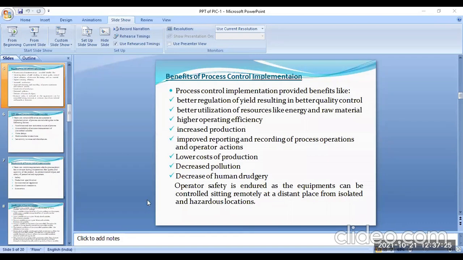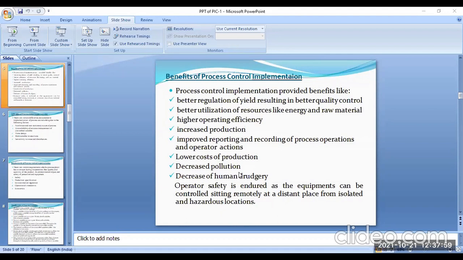Number six, very important, lower cost of production. When you use a process industry, you will see that the cost is very low, the production cost is very low. Then decrease the pollution. You have to decrease the pollution level of your industries by using the advantages and benefits of process control industries. So the pollution level in our environment also decreases.